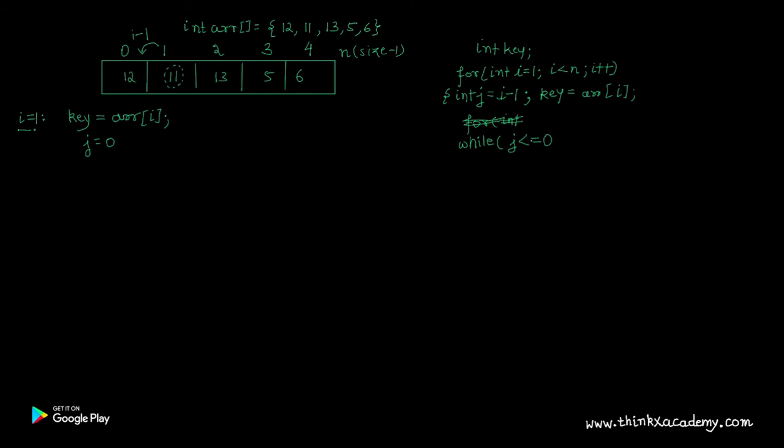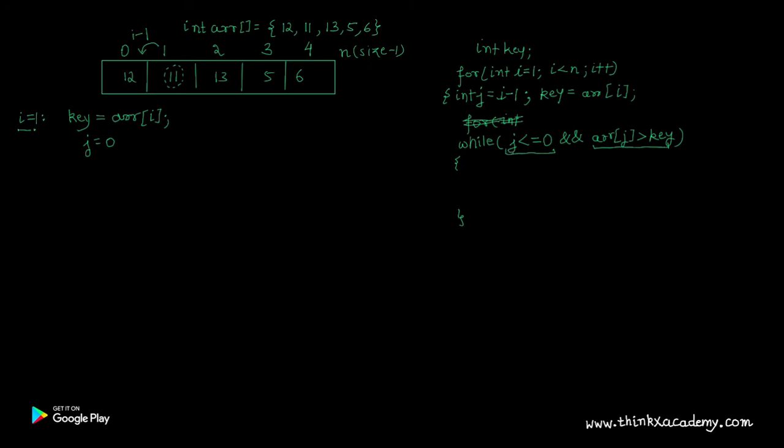So while the value of j is greater than or equal to 0, this loop will run, and this is an operator which is used to compare. So if this condition and the other condition, which is that the element at array position j should be greater than the key, if both of these conditions are true, then only we are going to run this while loop. So what are these conditions?